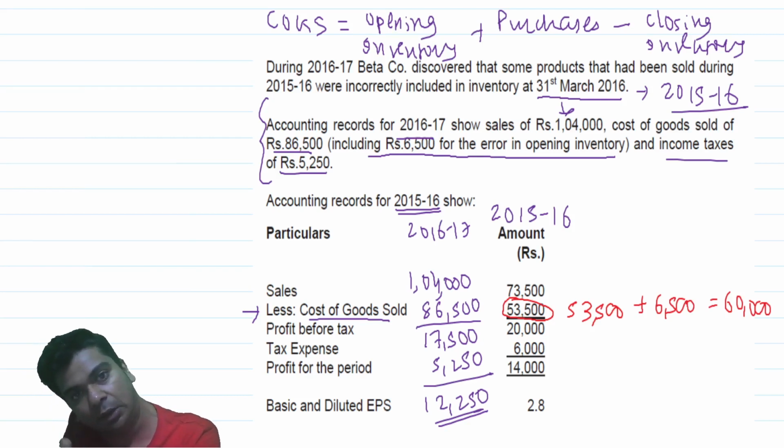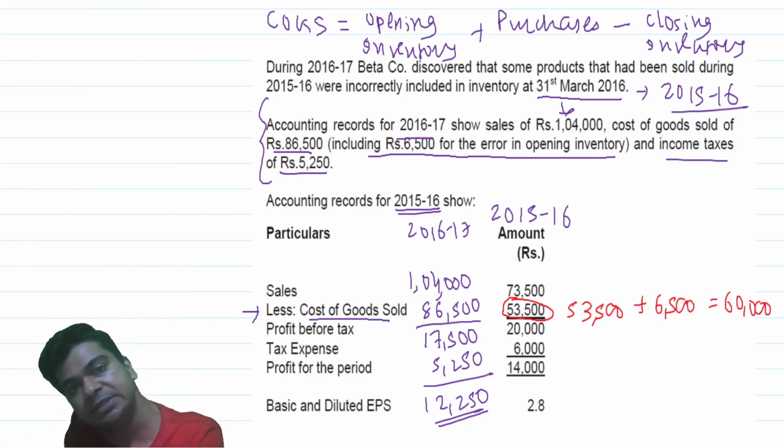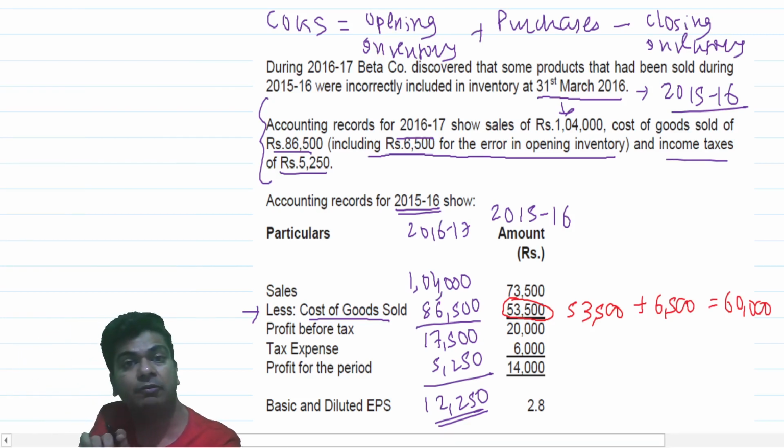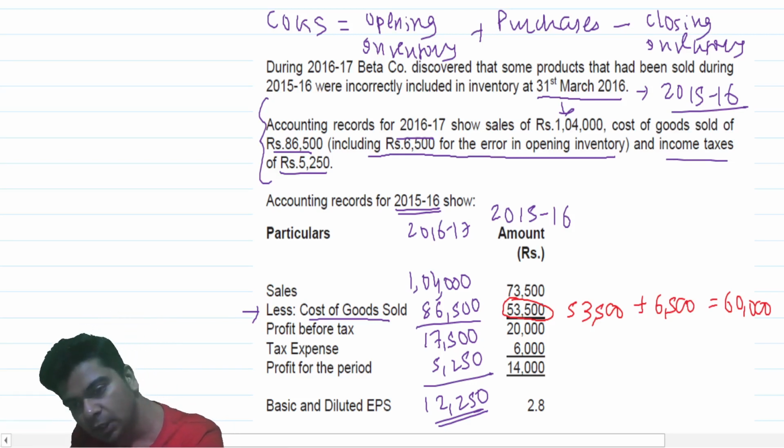Please understand, closing inventory is to be deducted. I will reduce the closing inventory by 6,500. A figure which is deducted is reduced. That means the aggregate will increase. And that's the reason 6,500 is added to 53,500 and I get 60,000.